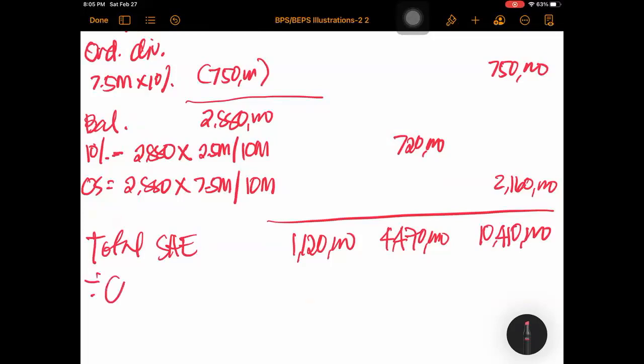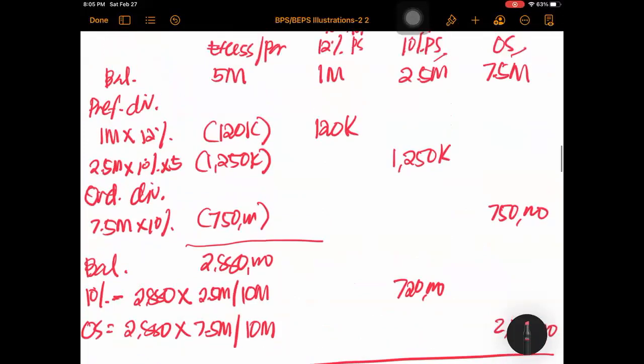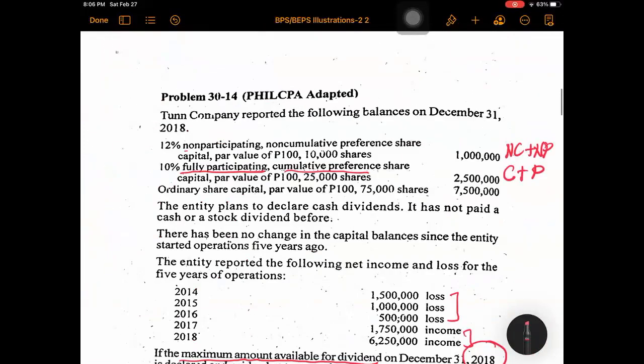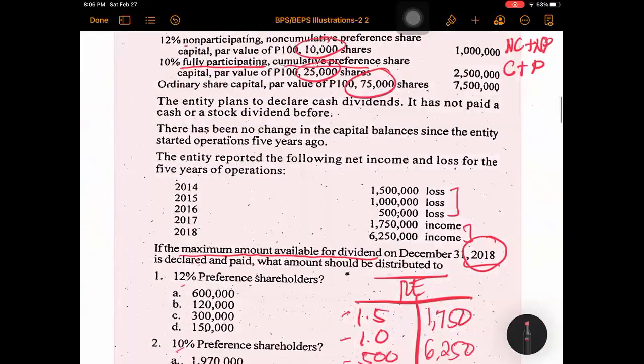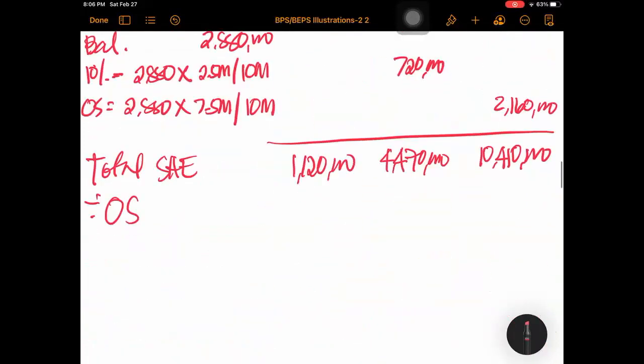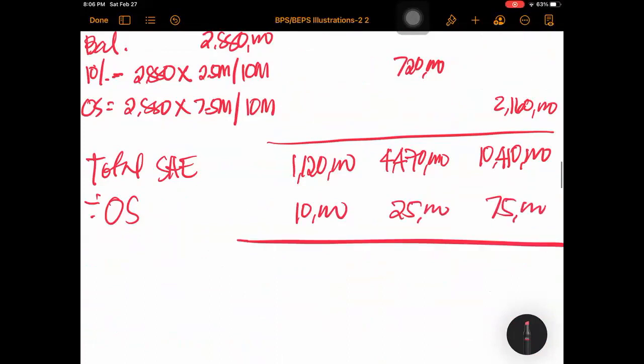Then divide by the outstanding shares. Since no changes, this is 10,000, 25,000 and 75,000 shares. Divide by 10,000 shares, 25,000 shares, and 75,000 shares. That's 1,120 divided by 10. The book value per share for the 12% is 112. Then 4,470 divided by 25, that's 178.80. Then 10,410 divided by 75, that's 138.80.